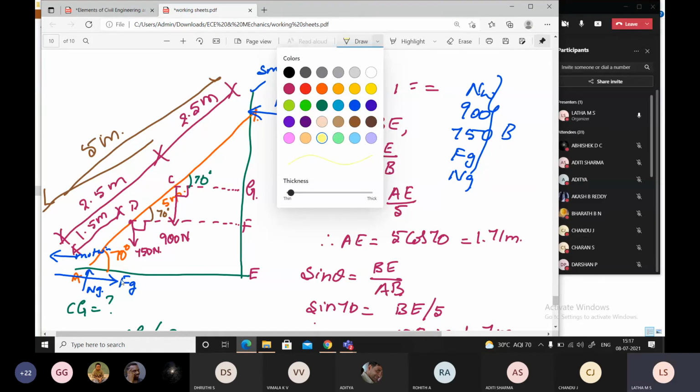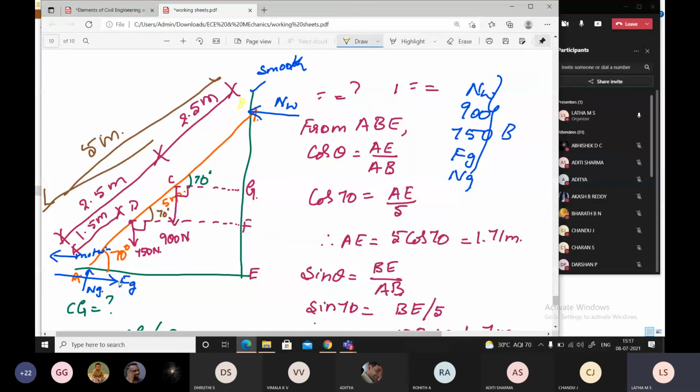What is the moment of FG about point B? About point B, FG will move in what direction? It will move in the anti-clockwise direction. What is the value? FG into what is the perpendicular distance for FG? EB is the perpendicular distance.